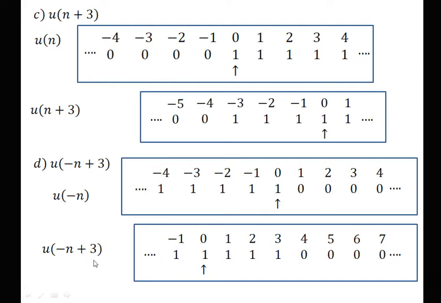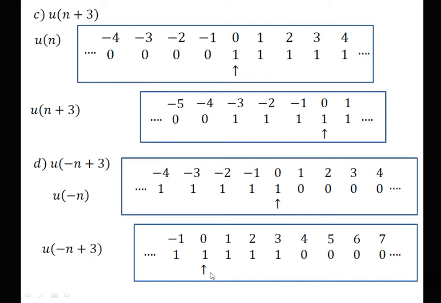Now u of minus n plus 3. U of minus n plus 3 has folding and delay. Whenever there is a delay, we always shift the arrow to the left. So we need to shift the arrow to the left by 3 units. This is u of minus n, 1, 2 and 3, and here our arrow shifts, and the arrow is nothing but the starting of the signal, that is 0.